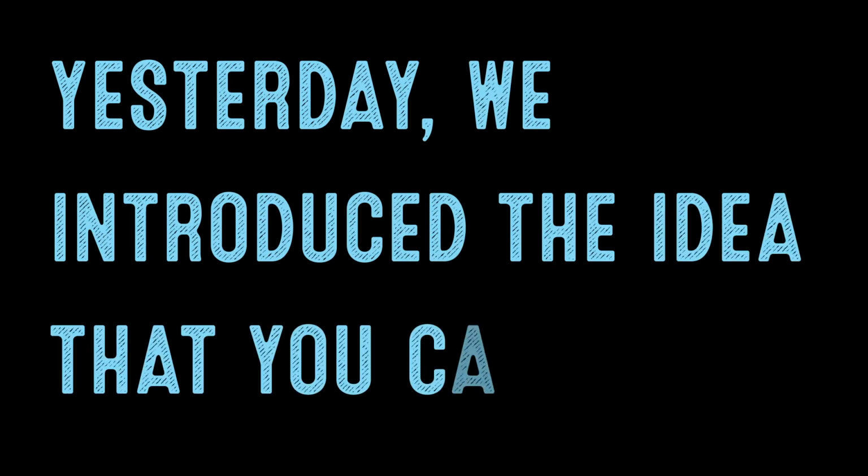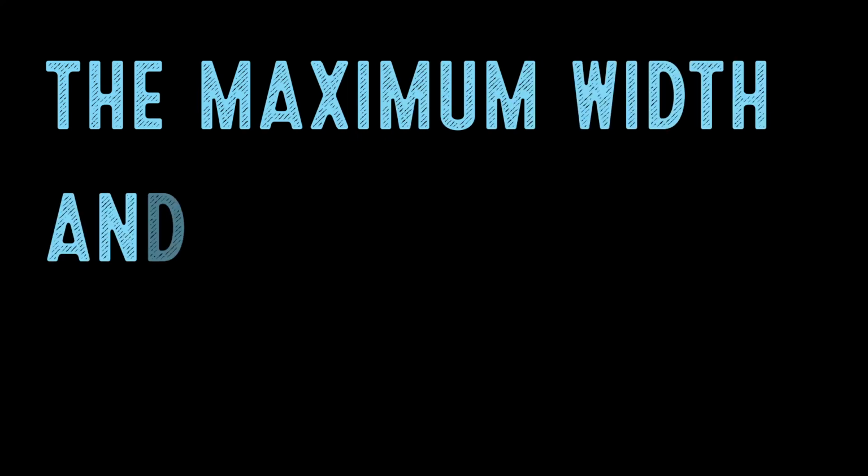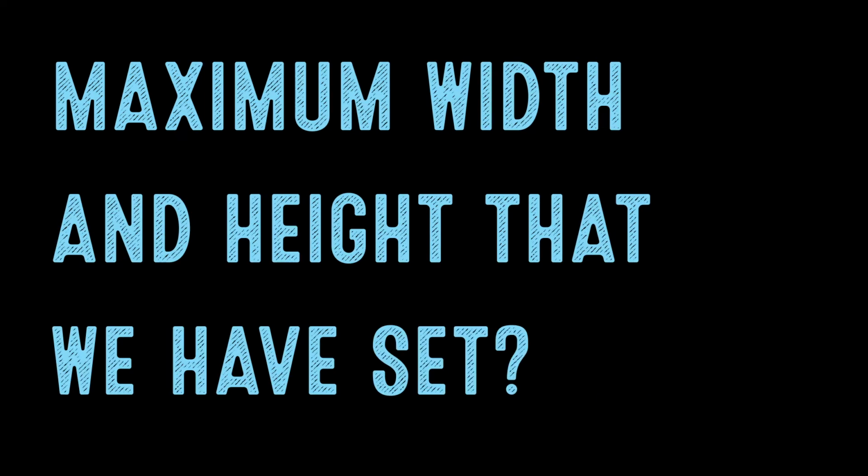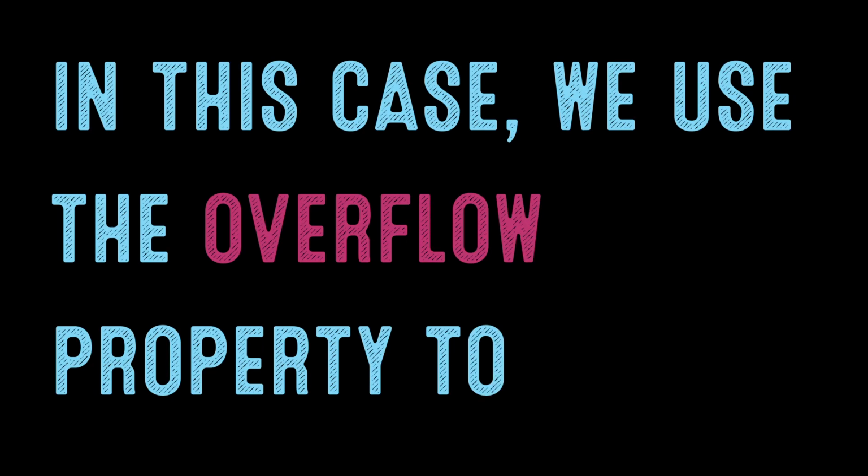The Daily Code Snippet. Yesterday we introduced the idea that you can limit the maximum width and height of an element. What happens when the content is actually larger than the maximum width and height that we have set? In this case, we use the overflow property to control what happens.